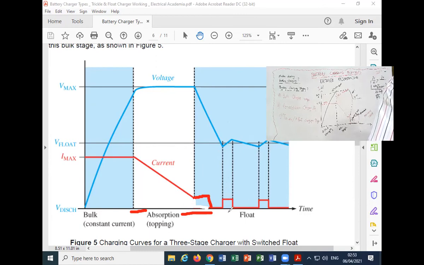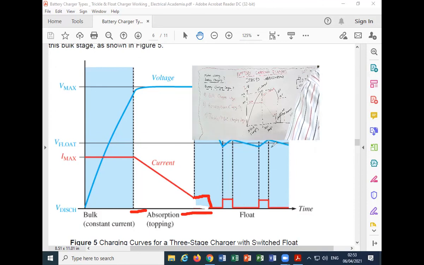So understand, there are 3 modes of charging everywhere. Universally there are 3 modes: the bulk charging mode, the absorption mode, and the float charging mode, and you can see this is the float charging stage. So I hope that your concepts about battery charging are now clear.